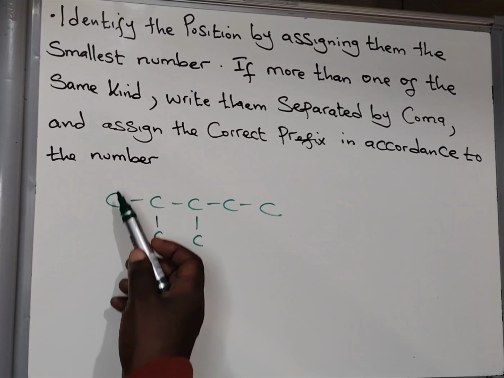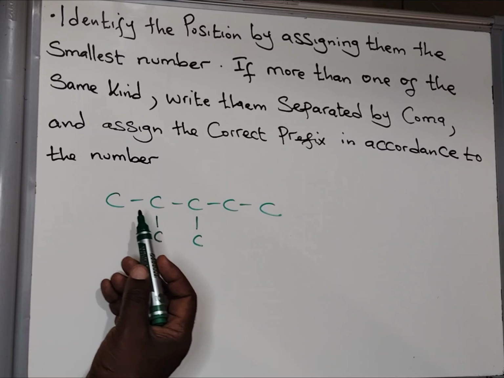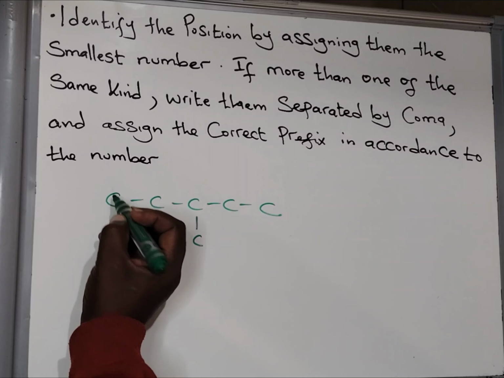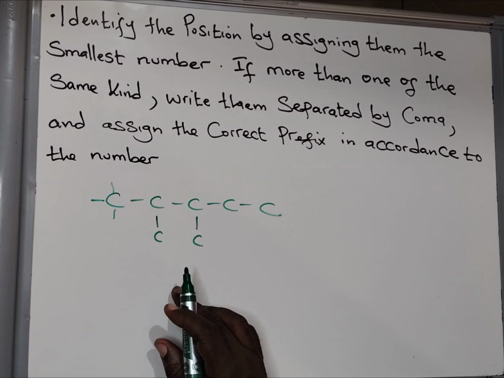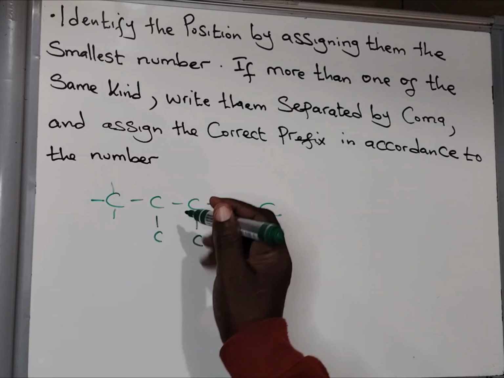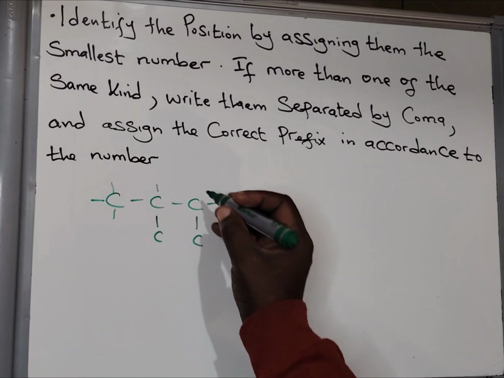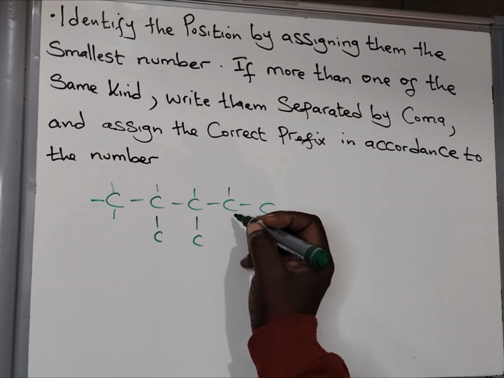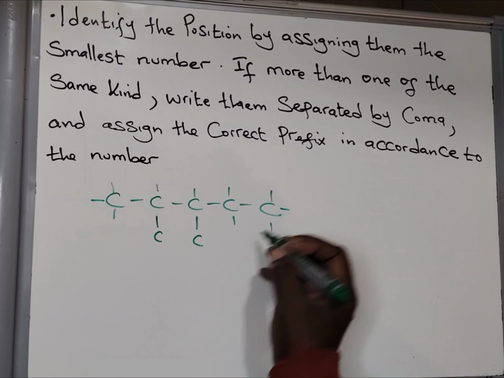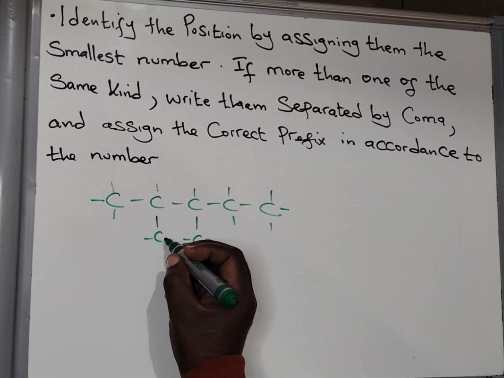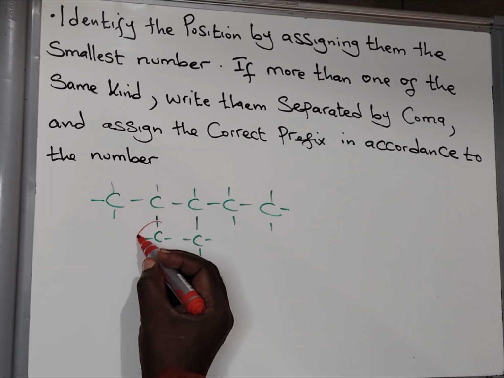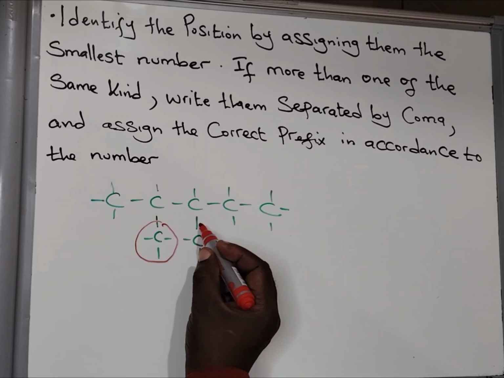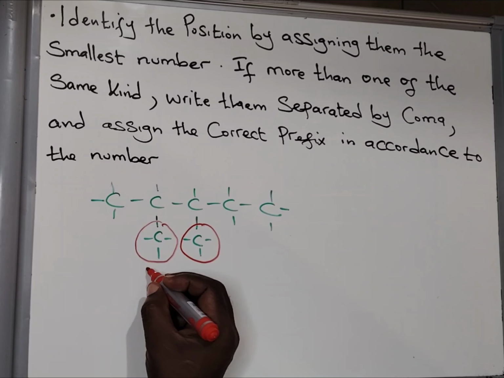Let us fill in the missing bonds. This one has 1 bond, it's missing 3, because carbon must exercise a covalence of 4. This one has 3, it's missing 1. This one's missing 1. This one's missing 2, and it's missing 3, and it's missing 3, and missing 3. Now our interest is on these branches here. Both of them are methyl.